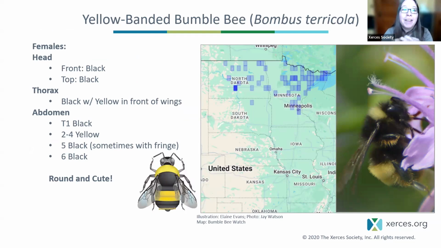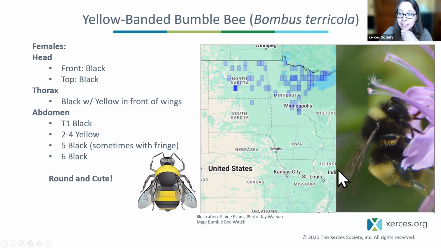All right, next bumblebee that we have on the docket for today is the yellow-banded bumblebee, Bombus terricola. So this is a bumblebee species that is also quite dark. It has mostly black on its thorax and a similar color patterning to the American and black and gold bumblebee on the abdomen. But there are a few key differences to look out for.